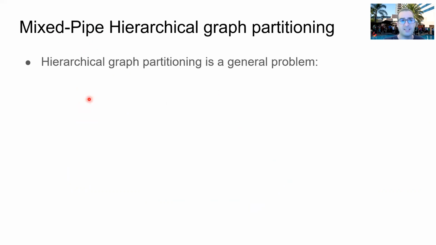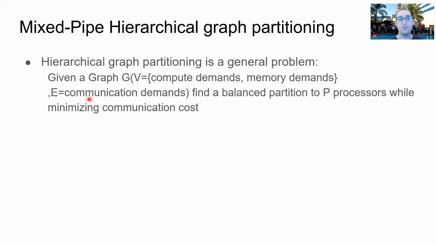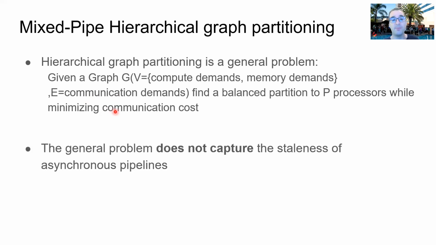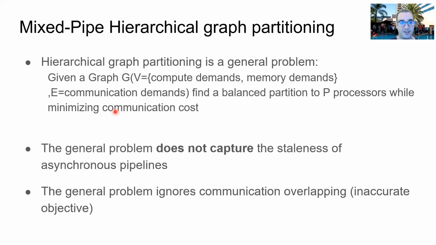So let's discuss the general problem of hierarchical graph partitioning that MixedPipe solves. The general problem says the following. Given a weighted graph with weights on nodes and edges, we need to find a balanced partition to P processors while minimizing communication costs. Well, the general problem does not capture the staleness of a synchronous pipeline, and the general problem ignores communication overlapping.